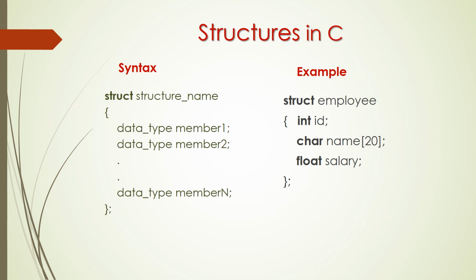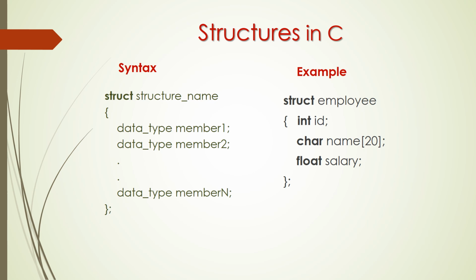Let's take a look at the basic syntax for defining a structure in C. We start with the keyword struct, which tells the compiler that we are defining a structure. Next is the name of the structure, which is a user-defined identifier that is similar to naming a new data type. For example, we might call it a student, book, or employee.